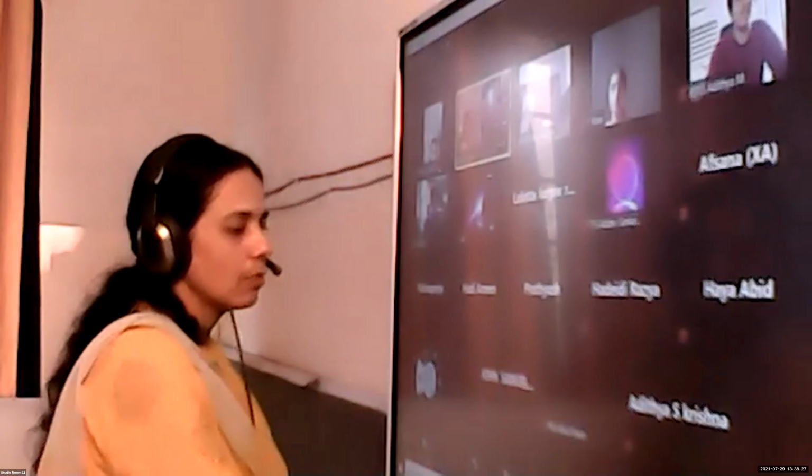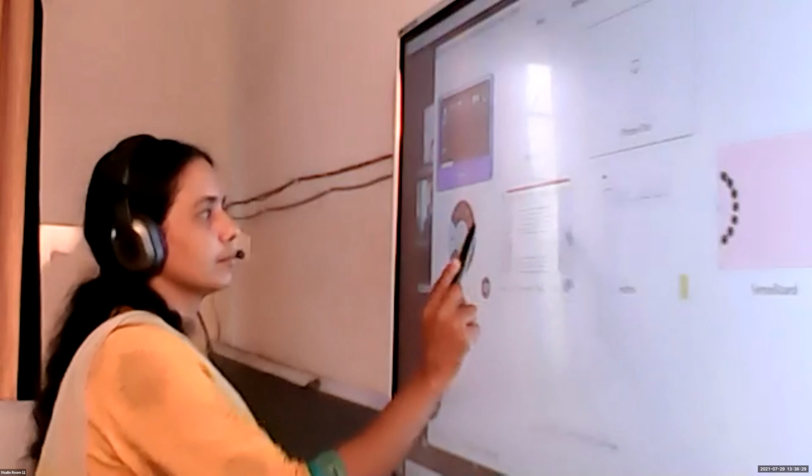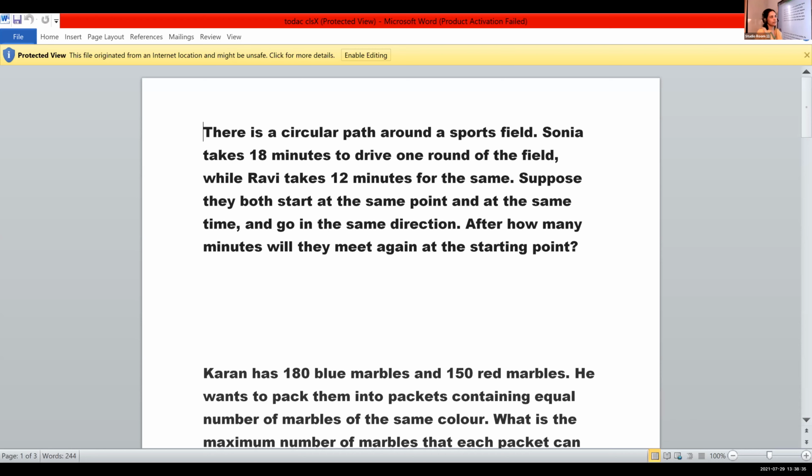Okay. Now write this question. This is application of this question. Write this. There is a circular path around a sports field. Write the question. There is a circular path around a sports field.